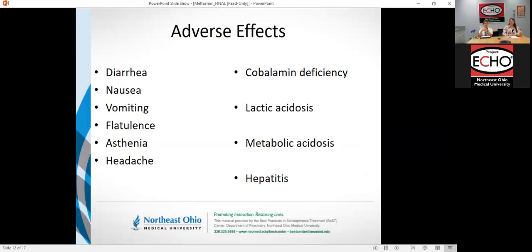It can cause lactic acidosis, so patients that abuse large quantities of alcohol may be at risk for this, as well as those that may have had a significant muscular injury. And the most common reason for that is the development of renal dysfunction. So make sure we're monitoring that to prevent that. Rarely it can cause metabolic acidosis, and there have been some case reports of hepatitis. So ensuring that the patient has normal liver function would be beneficial.